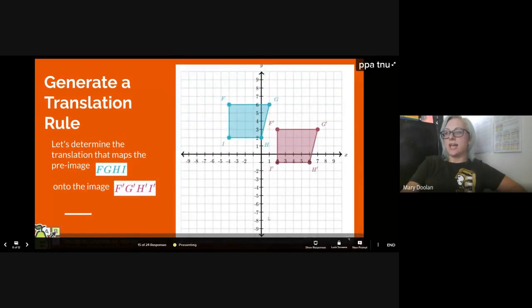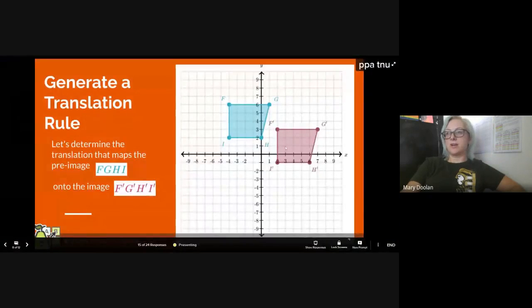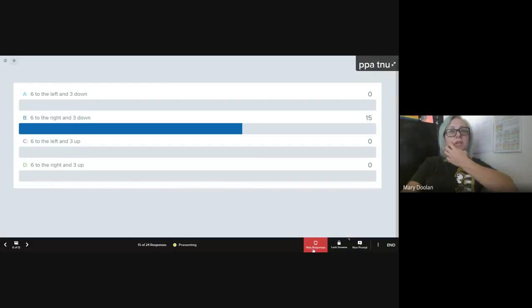And then we take a look at 8. Oh, very, very nice. Proud of you. Look at that. You all got it right that tried it. I am very impressed. Nice work, you guys. That is definitely 6 to right and 3 down. And so if you're trying to figure it out, the pre-image is the blue one, the red one is the image. Just take any specific point, maybe G, and then you would just count over and down, okay? So that's where the 6 to the right, 3 down came from.